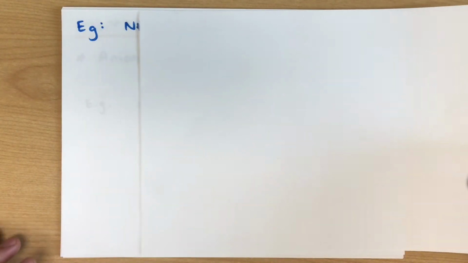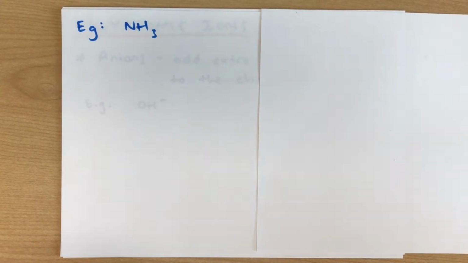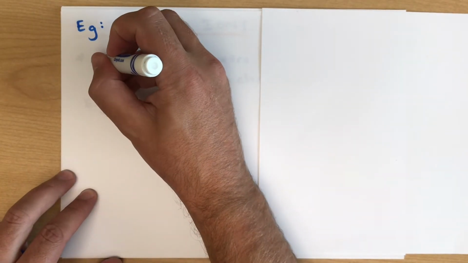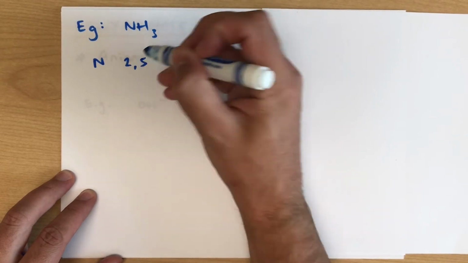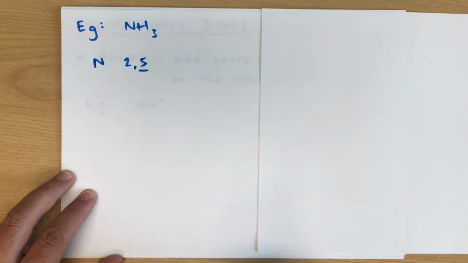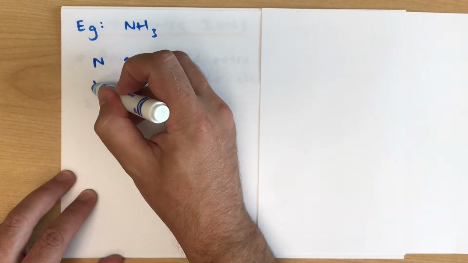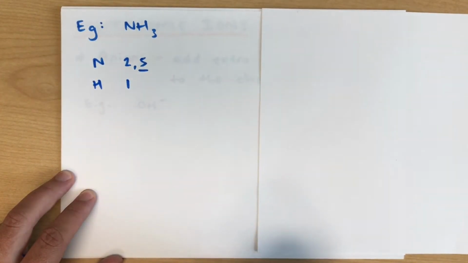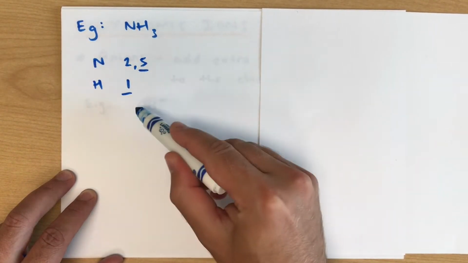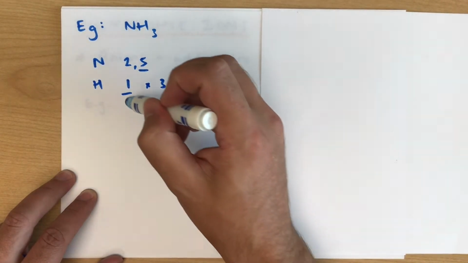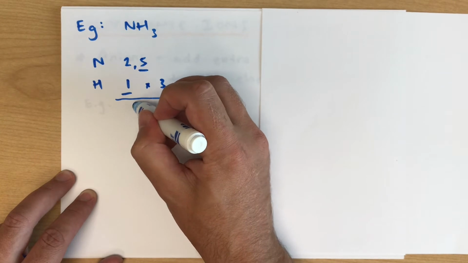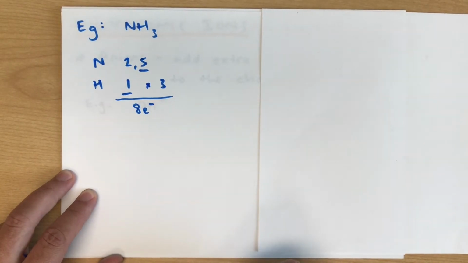Let's use those rules and look at a couple of examples. First, NH3. Nitrogen has an electron configuration of 2, 5, meaning it has 5 electrons in its valence shell. Hydrogen has an electron configuration of 1, so it has 1 electron in its valence shell. We have 1 nitrogen, but we have 3 hydrogens, so that's going to give me 3 valence electrons from the 3 hydrogens, giving me a total of 8 valence electrons.